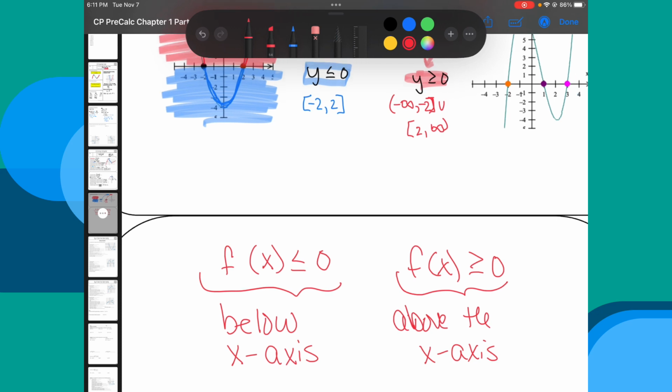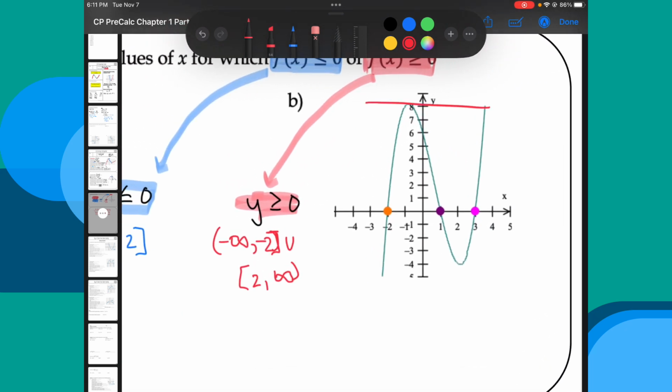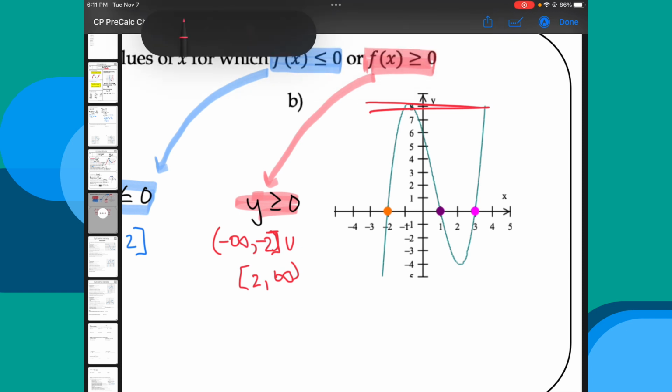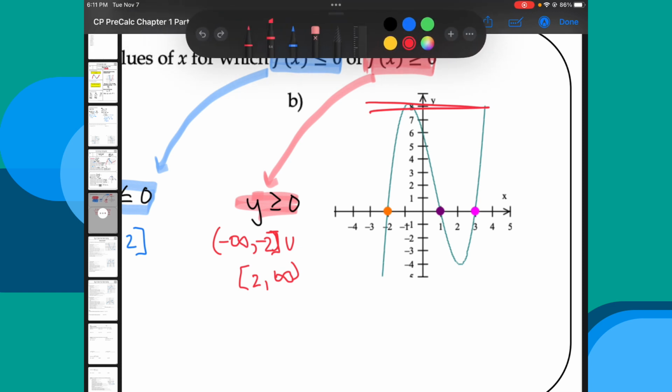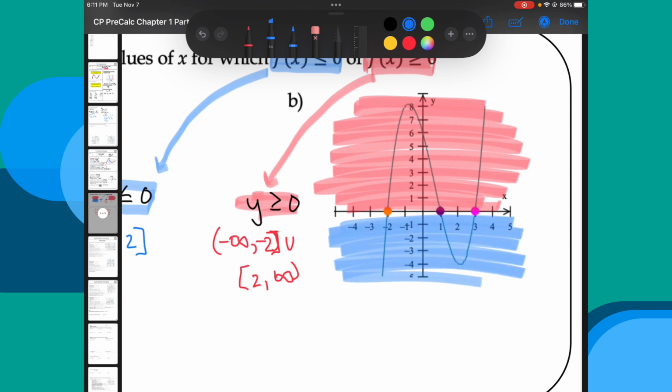So let me show you another example with this one. So we have above the x, oh, wrong tool. So this is where we are above the x-axis, and this is where we are below the x-axis. So we're looking for the interval here and here, and also our interval here and here. And remember, we put arrows on the end.